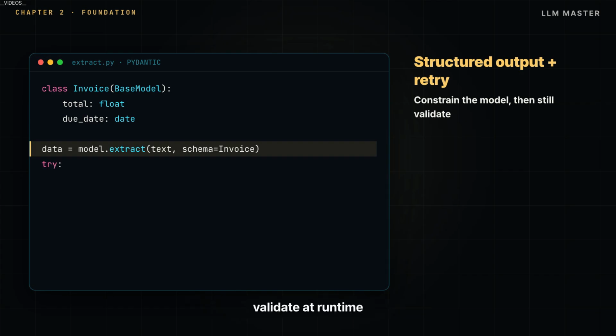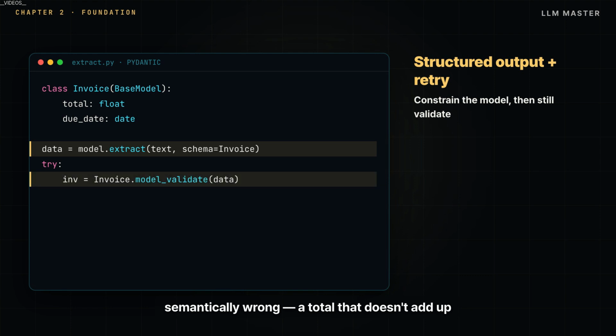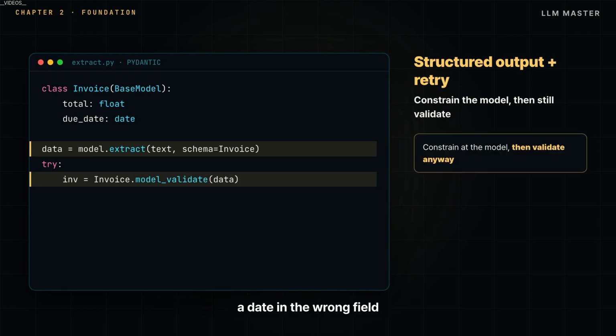You still validate at runtime. The model can return well-formed JSON that's semantically wrong, a total that doesn't add up, a date in the wrong field.